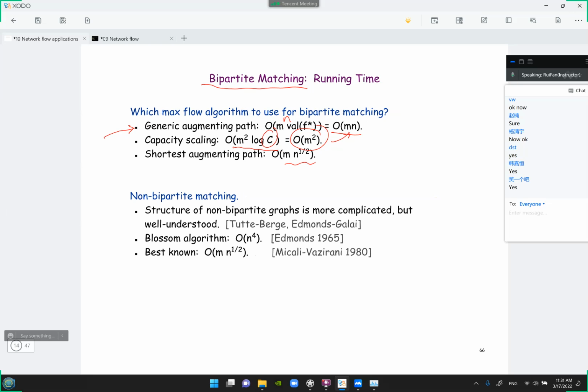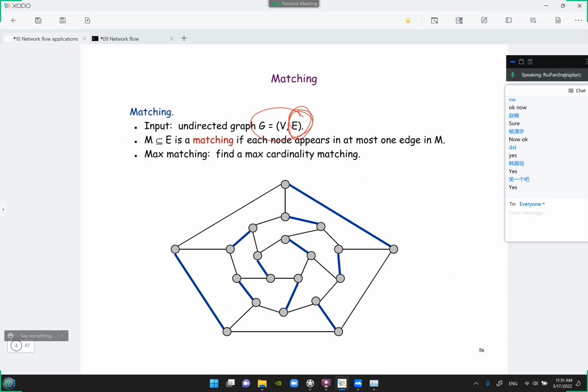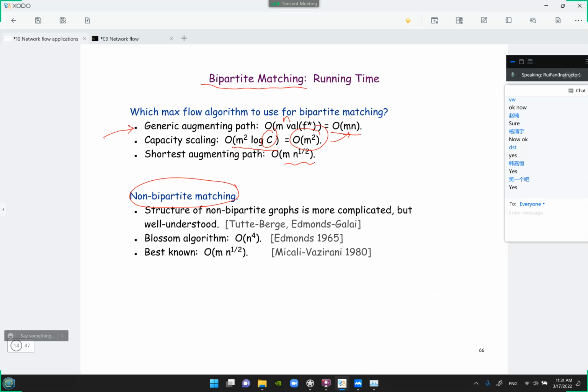Now, something else to say is that you can also look at matchings in non-bipartite graphs. For example, we started with a non-bipartite graph, and you can also try to find maximum matchings in these. These are more complicated, but there's this well-known algorithm called the Blossom algorithm, which takes n to the fourth amount of time, where n is the number of nodes. But there's a much faster algorithm by Micali and Vazirani, which takes basically the same amount of time as to solve bipartite matching. You can also solve non-bipartite matching.